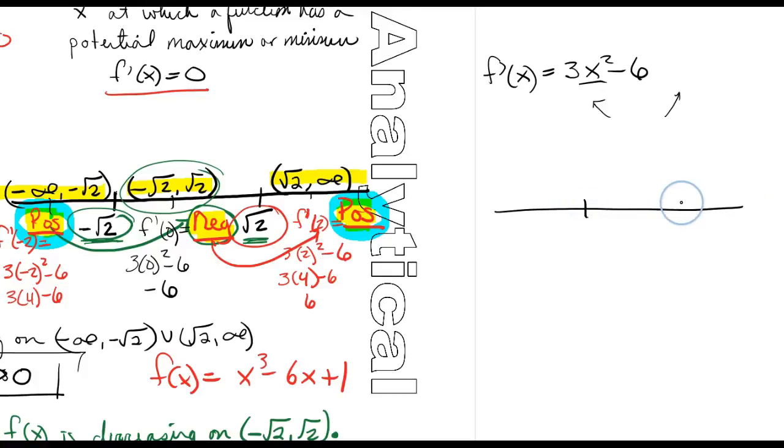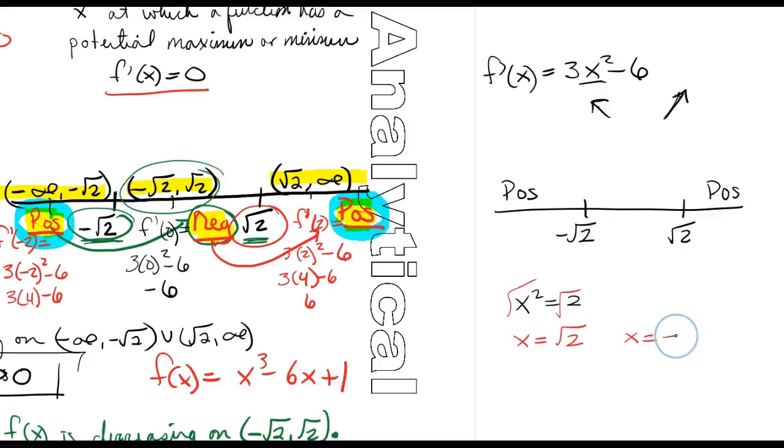So if I were reconstructing my sign chart and all I knew was negative radical 2 and radical 2, I could say that, since my derivative is rising to the left, it's going to be positive over here. And since my derivative is rising to the right, it will be positive over here. Then I can look at the negative radical 2 and positive radical 2 and recall that when I solved for them, I had x squared equals 2 and took the square root, and I got positive radical 2, negative radical 2, which means that the multiplicity of each of these roots was 1. I only found each root one time.